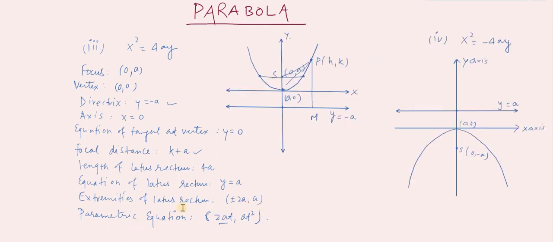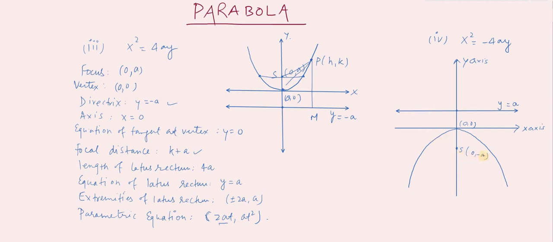And the fourth and final standard form of the parabola is x square is equal to minus 4ay, where a is greater than 0. Shape will be a downward parabola opening in downward direction. First one was parabola opening in the right direction. Second one was y square is equal to minus 4ax opening in the left direction. Third one is x square is equal to 4ay, which is opening in upward direction. And final fourth is x square is equal to minus 4ay, which is opening in downward direction.